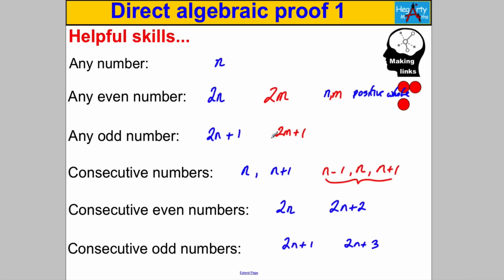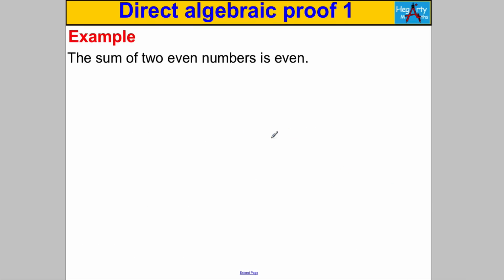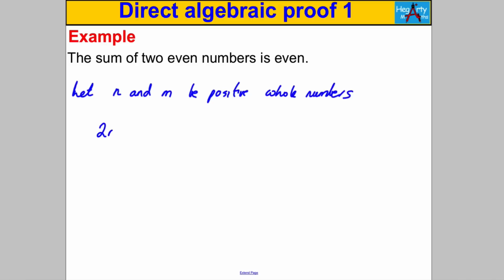Let's do a proof, yeah? The sum of two even numbers is even. Let's try and prove it. So let's let one of the even numbers, why don't we say n and m, be positive whole numbers. Then certainly we know that 2n and 2m are even. That's definitely true because I've multiplied those numbers by 2.